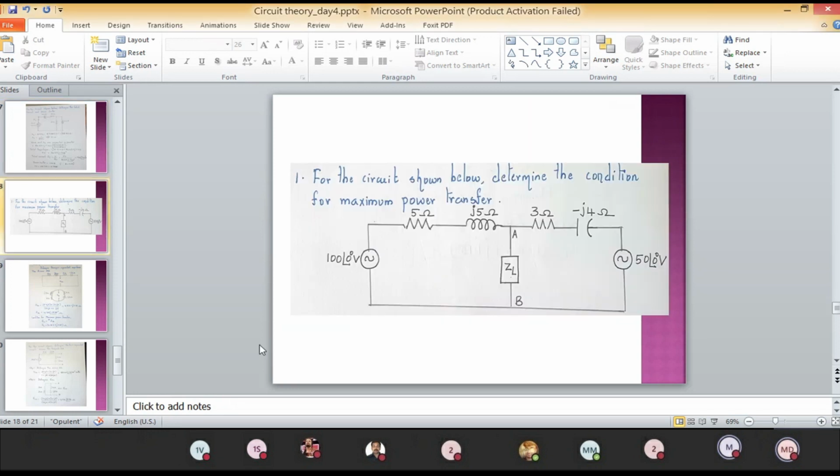Now let us work out a problem related to maximum power transfer. For the circuit shown below, determine the condition for maximum power transfer. You have a 100 volt source. 5 and j5 are connected in series. 3 and minus j4 are connected in series. You have another voltage source of 50 volts. And you have an impedance ZL.